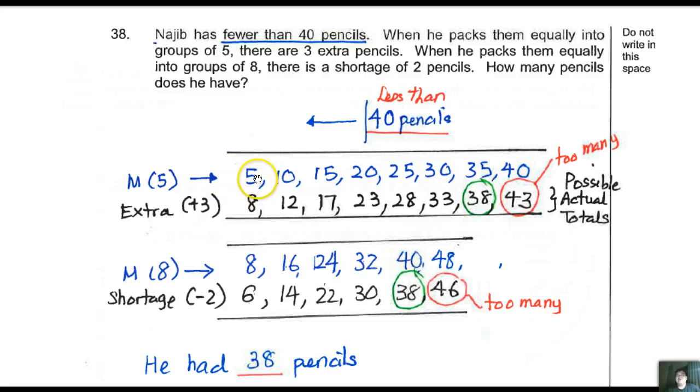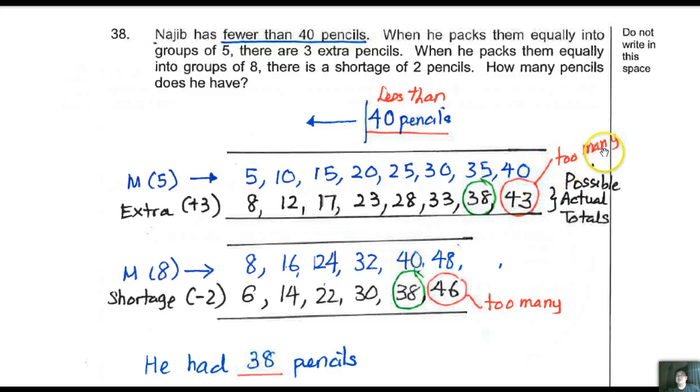So if she packed them into one group only, just 5, her total should be 8. Can you see? If the total is 8, it means she can pack only one group of 5. But it could be more. So you list them all the way to 40. If 40, you add on the extra, it should be 43.